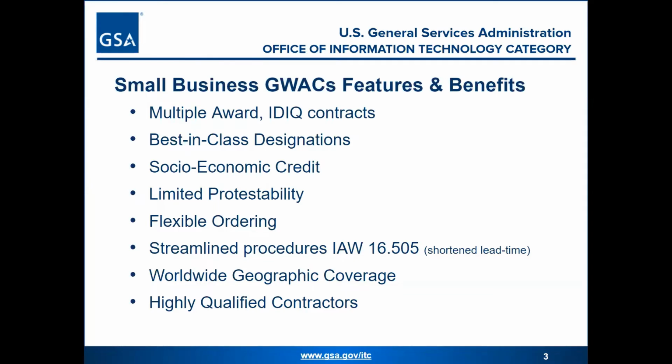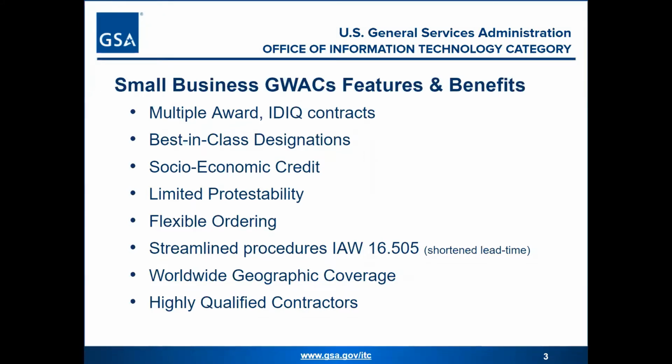Obviously, when using the small business contracts, including 8A Stars 3, the agency does receive socioeconomic credit. They do have guidelines for use of industry partners in achieving socioeconomic credit. So you can find more information about that at SBA, but they do identify percentage-wise what agencies should be spending with socioeconomic categories. When using the GWACs, there is limited protestability.